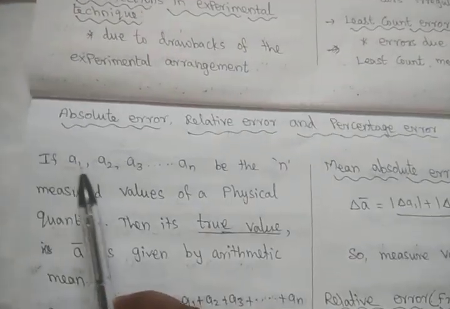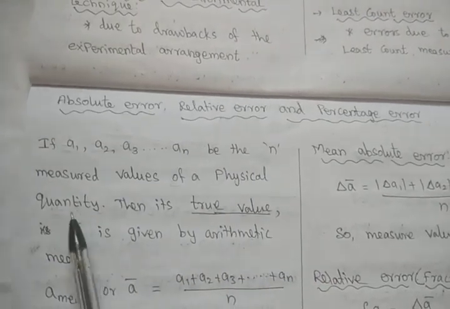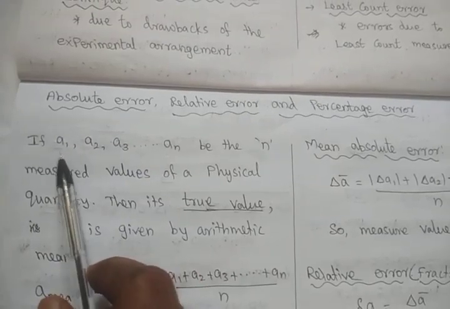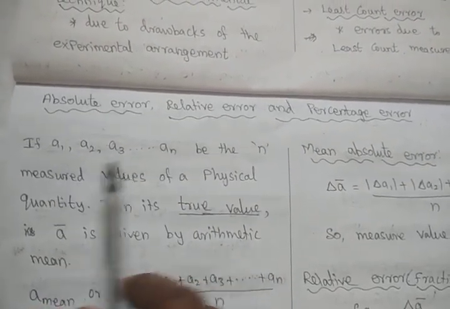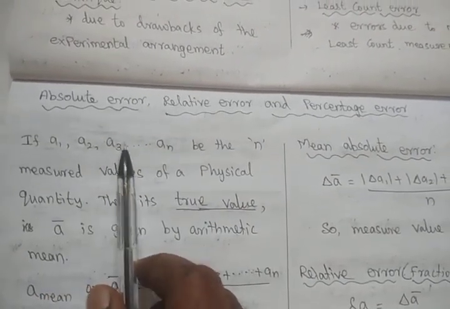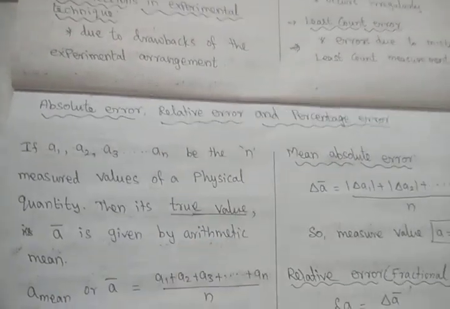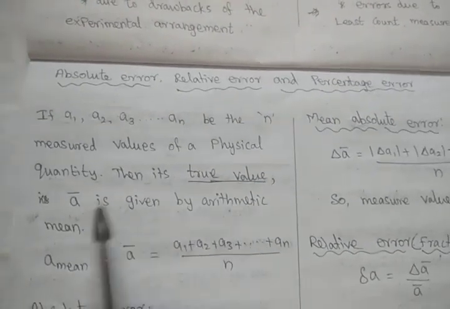So let us consider A1, A2 and A3 are the n measured values of the physical quantity. For example, it is the length of a scale. Each and every student, totally n, say 10 students, are taking the length of the bench as 10 different readings. So A1, A2 and A3 are the readings taken by the 10 individual students of one particular bench, the length of the bench. Then its true value is A bar.